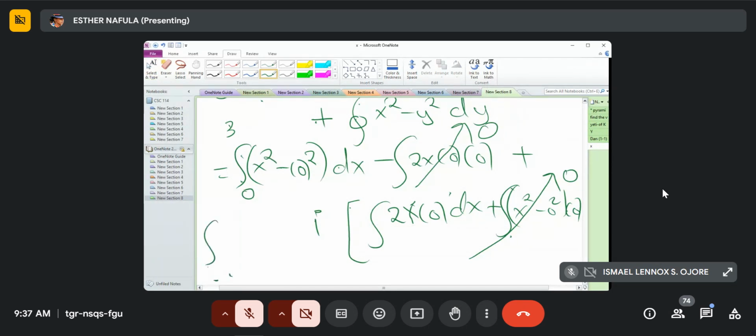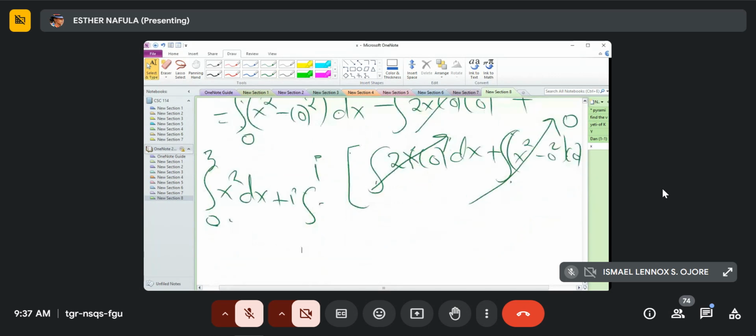So you're integrating from 0 to 3, x squared dx, plus i times the integration of 2x times 0 dx, but this will also become 0. Actually, we have three terms becoming 0, so we are only left with the first term.